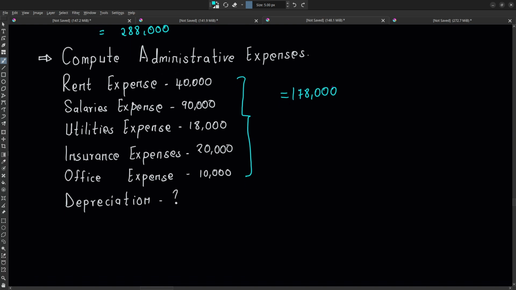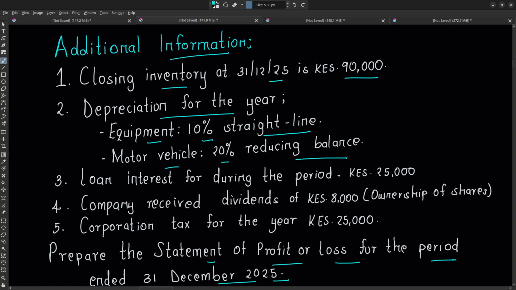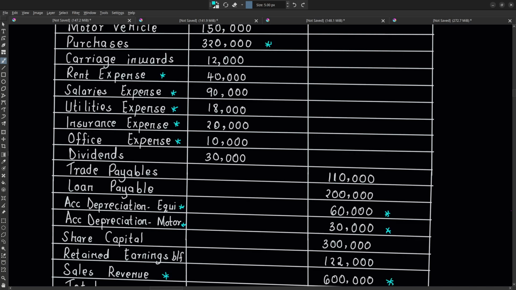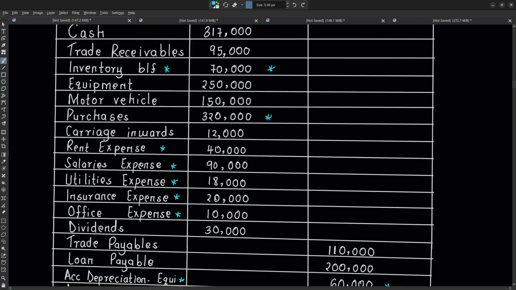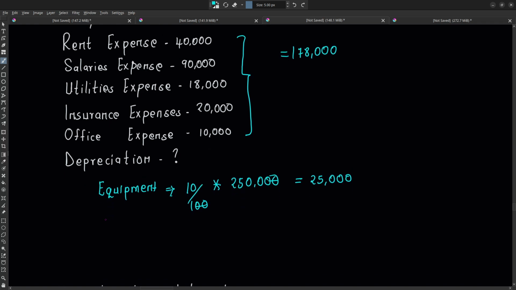So the depreciation during the period, first, let's start with equipment. We are told for equipment, it is 10% straight line. So this means basically all the periods we are expensing the same amount of depreciation. So it will be 10% of the cost of assets. And the cost of assets, you can see here, equipment, we have a cost of 250,000. So it is 10% multiplied by 250,000, where we are going to have 25,000 as a depreciation expense for equipment during the period.